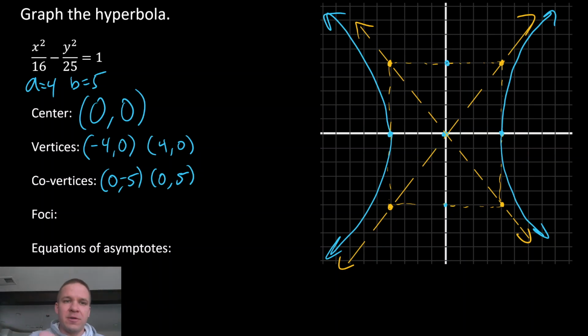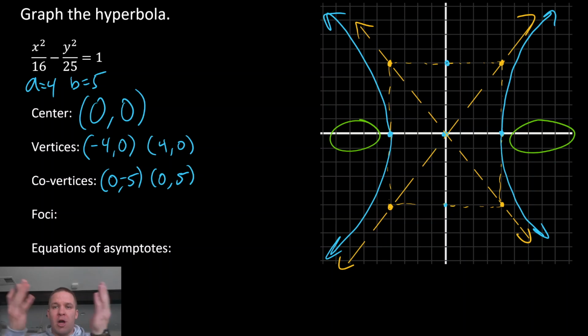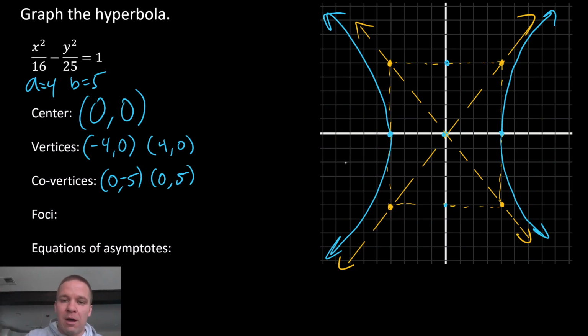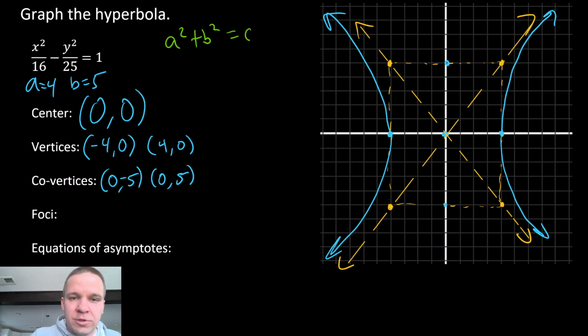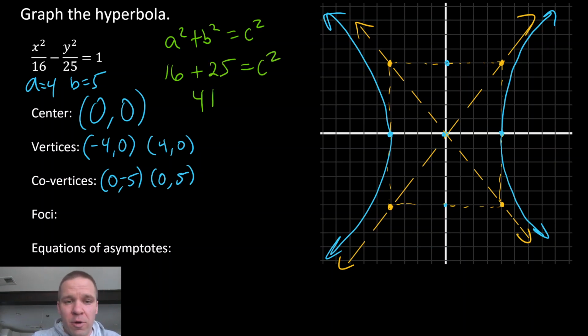Next thing we want are the foci. All right, the foci are going to be somewhere in this area and that area, right? They're going to be in the curvature of this hyperbola. How do we figure that out? Well, if you do recall, we are going to be doing a squared plus b squared is equal to c squared. So I've got a squared is 16, b squared is 25, equals c squared. That's going to give me 41 equals c squared. This is not a perfect square, and it will not break down. So c is just the square root of 41.